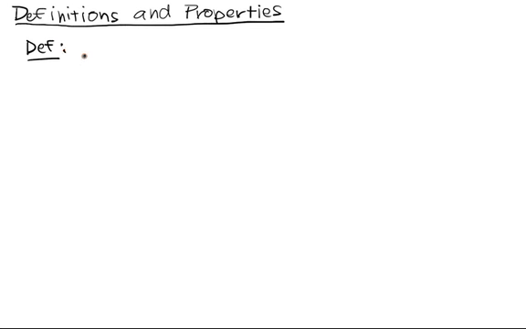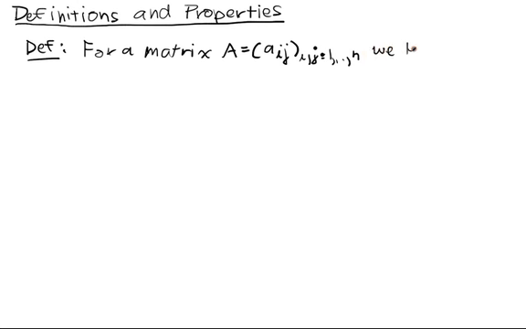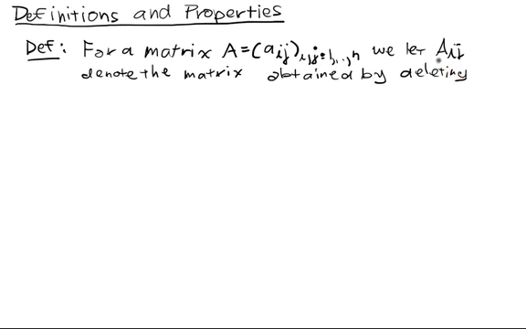So the first thing we're going to define is, for a matrix A with entries lowercase a_ij for i and j equals 1 up to n, say, we let A_ij denote the matrix obtained by deleting the ith row and jth column of A.